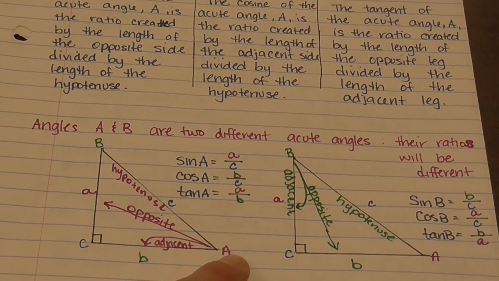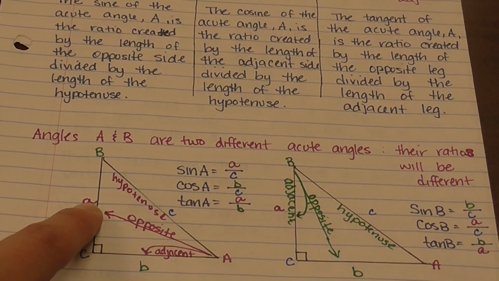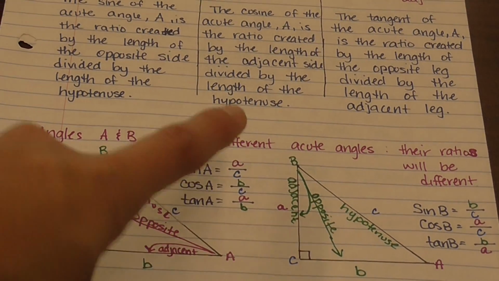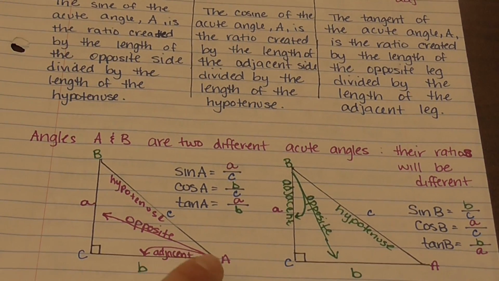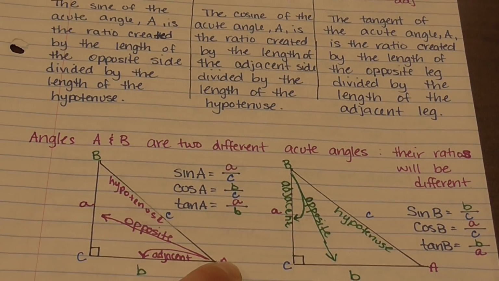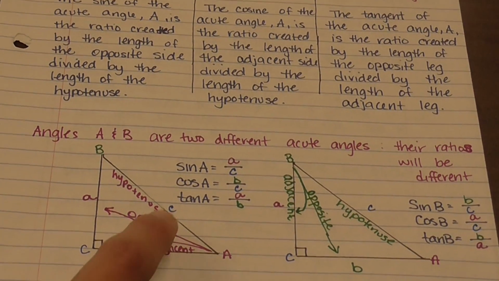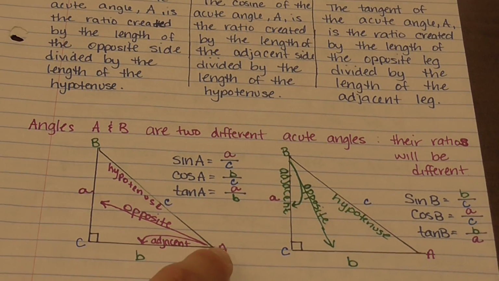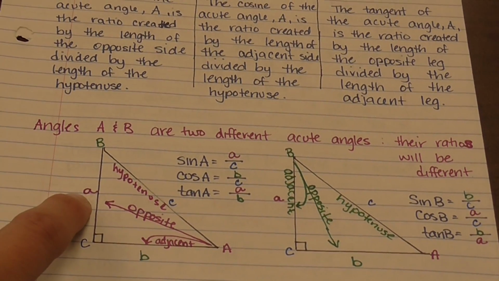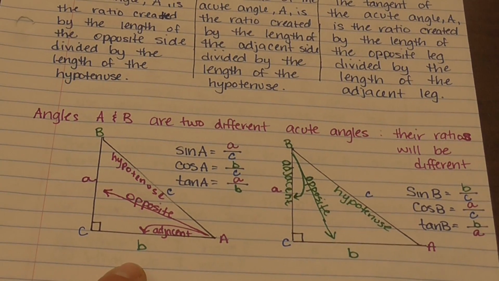So the sine of A is the opposite side, which is side little a, divided by the hypotenuse, so a divided by c. The cosine of A, so still from angle A, is the adjacent side, which is side b, divided by the hypotenuse. And then the tangent of angle A is the opposite side divided by the adjacent side, so a over b.